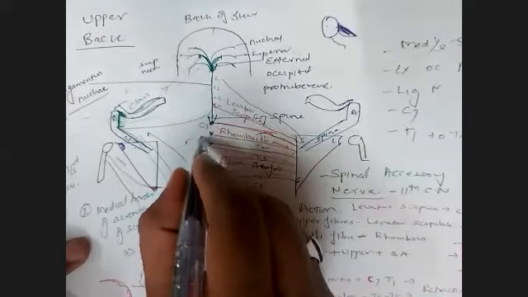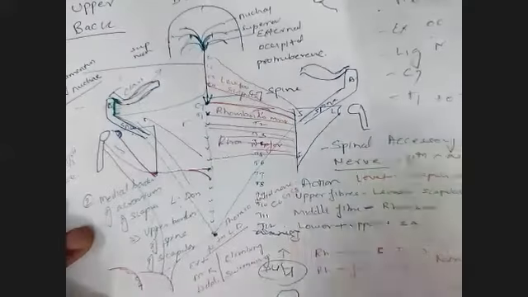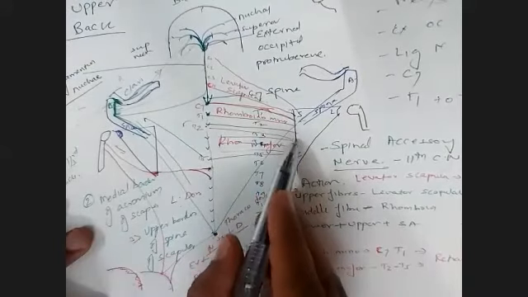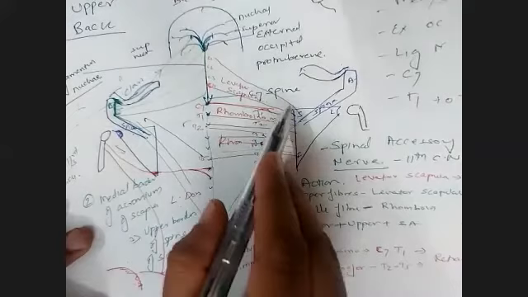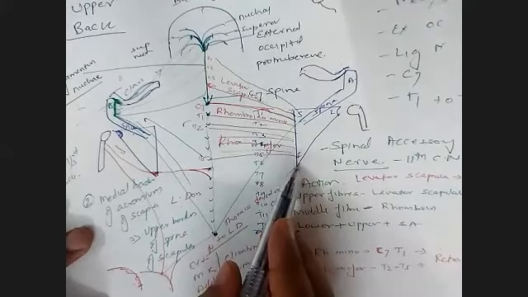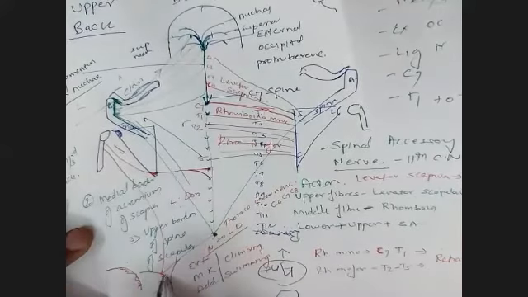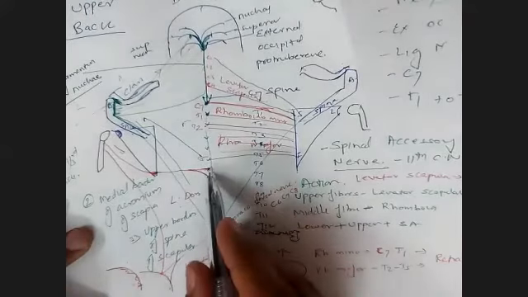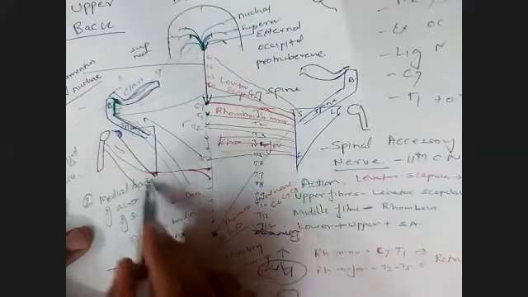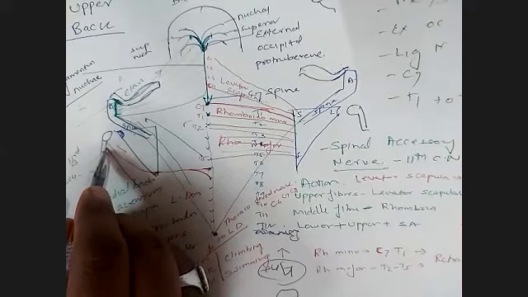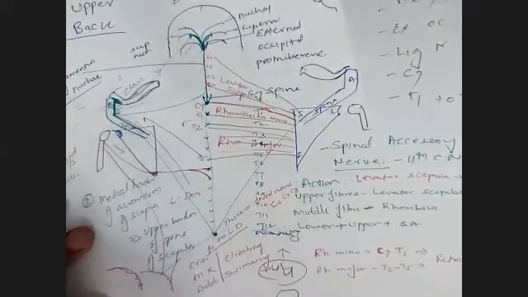Rhomboid minor is from C7, T1. Rhomboid major is from T2 to T5. They get inserted at the root of the spine, minor and major, along the medial border of scapula. So most of these muscles get inserted along the medial border of scapula, and at the lower angle is latissimus dorsi. This latissimus dorsi also takes origin from the posterior 1/3 of iliac crest, spines T7 to T12, and inferior angle of scapula, and insertion is on the humerus between the two major muscles.